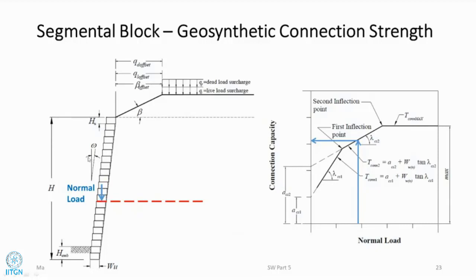But if the batter is more than 8 degrees, there is a concept known as hinge height. That means the full vertical weight will not be applicable here. Even the NCMA manual gives a procedure to calculate the normal load in cases where the batter is more. Once you calculate the normal load, we can come to this graph. We know the normal load, go to this curve, and this point will give us the connection capacity.